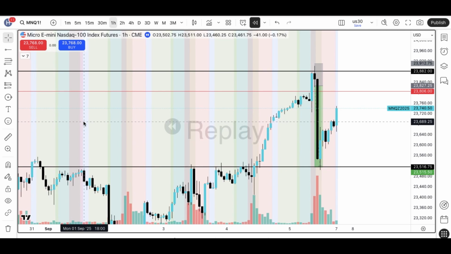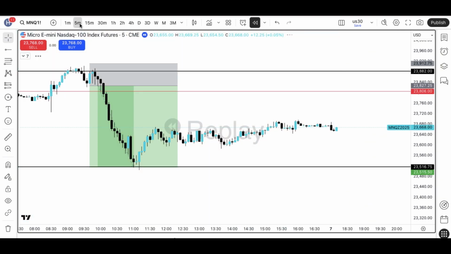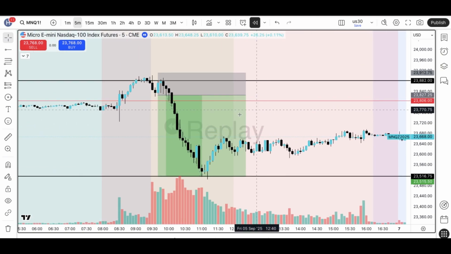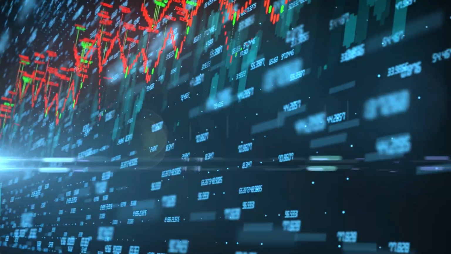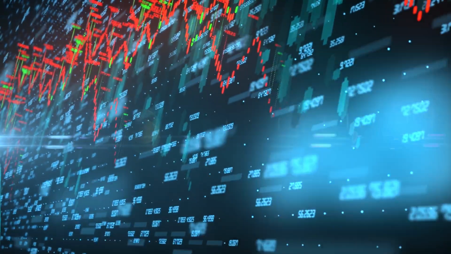Okay, so let's go over our 3 steps again. Step 1, you want to identify the higher time frame trend. If the trend is bullish, you want to see higher highs and higher lows. If the trend is bearish, you will see lower highs and lower lows.